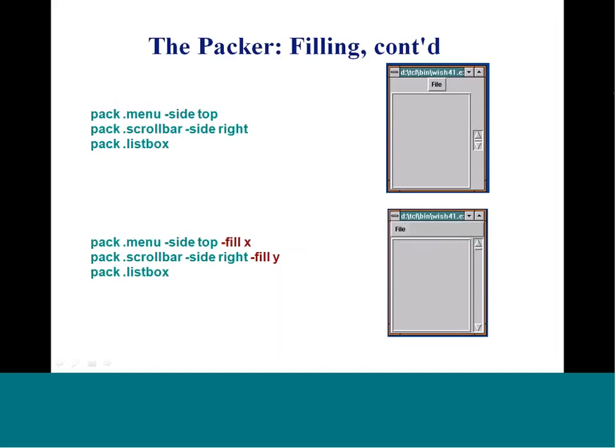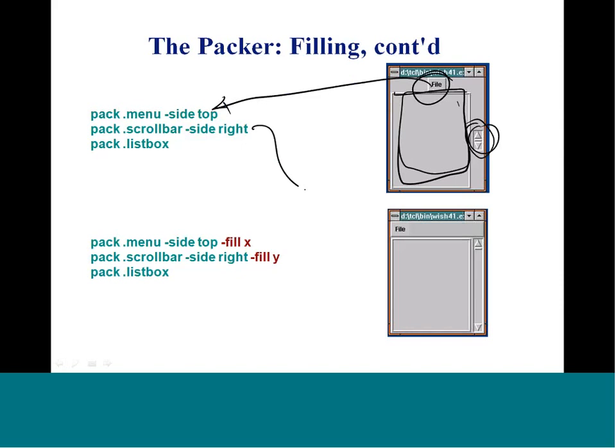So here is another example where we specify the pack menu as side top. So this menu comes up here, and then we also coded a scroll bar. As you can see, it's a tiny scroll bar here, and then we coded a list box essentially, which is here. No, actually this is the menu. So the list box is here. So the menu is here. The top right scroll bar is here, and then this is the list box.